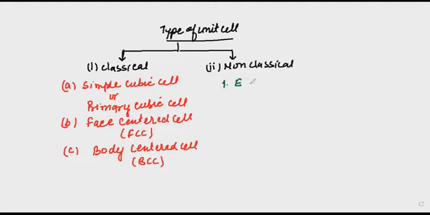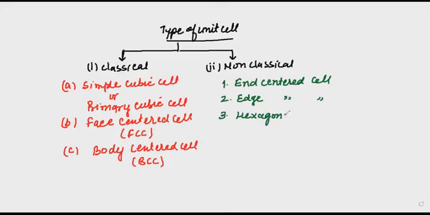Now after that we come to the non-classical. The first one is called end centered cell. The second one is edge centered cell, and the third one is hexagonal close packing. Clear? Meaning HCP.